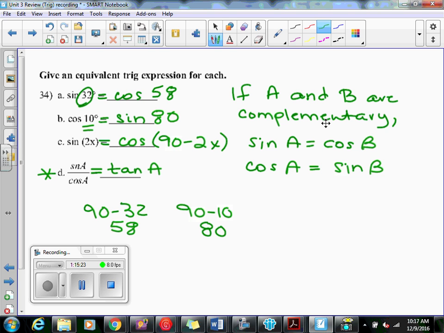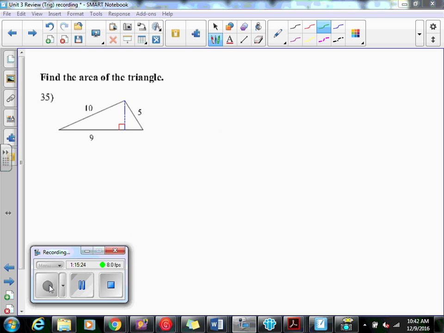Okay, for number 35, the question is for us to find the area of the triangle. For the most part, we've not done a problem yet where you had to find the area of a triangle, but finding the area of a triangle is a skill that you're supposed to already have when you come here. So we'll start with the basics: the formula for area of a triangle is 1/2 base times height.